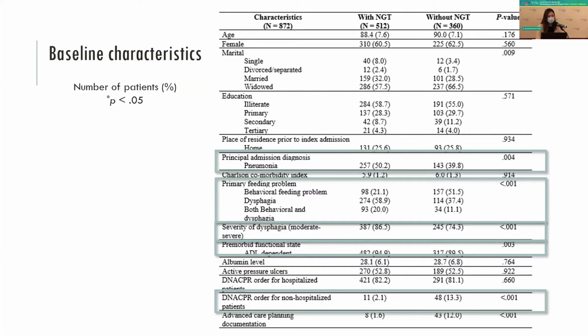The NG tube group also had higher ADL independence. And we also found that the prevalence of advanced care planning and DNACPR orders for non-hospitalized patients were higher in the group that opted for careful hand feeding.